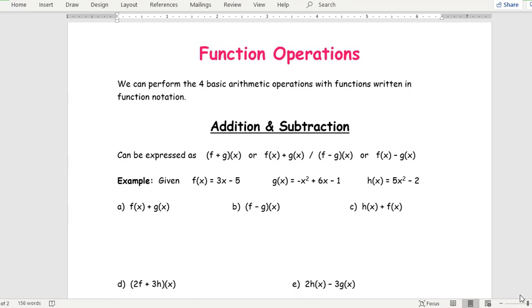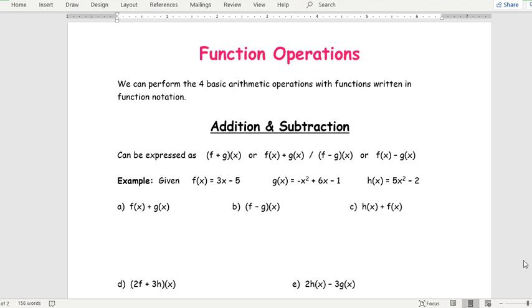And the good news here is we're just putting together a couple of things that we have learned in the past. So we can take functions that are written in function notation and perform the four basic arithmetic operations with them. Let's jump right to it.